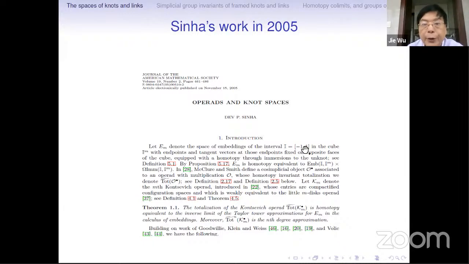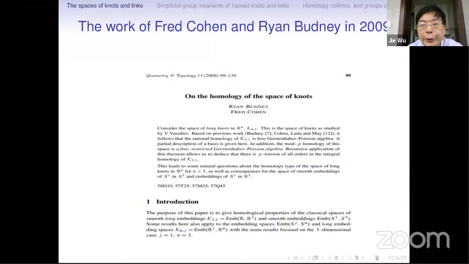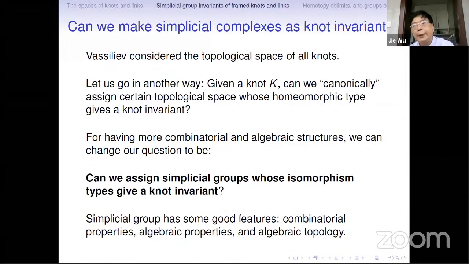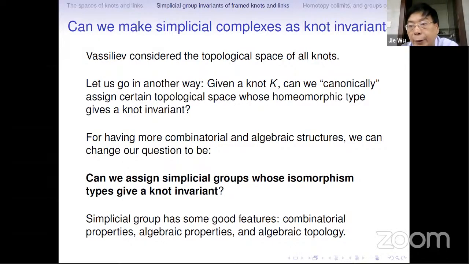I just put some titles of papers here. Also there is some recent work; I just selected a few, to look at the space of knots. If you look at the follow-up work of Vassiliev, there are a lot of connections with algebraic topology. So now let me put this aside. The idea to use algebraic topology methods, as I said, is not new. Vassiliev already did it in a very good way.